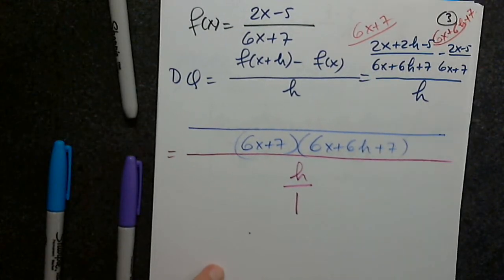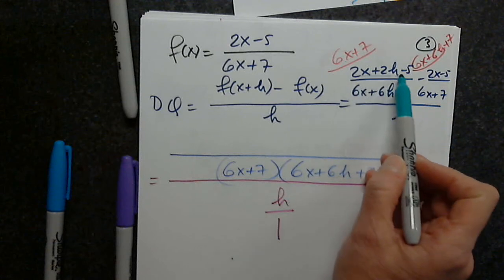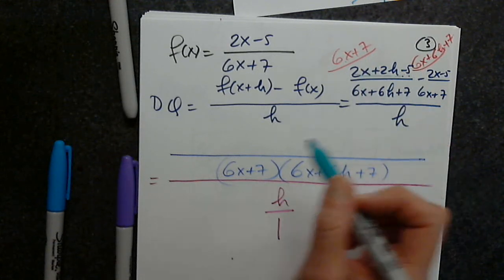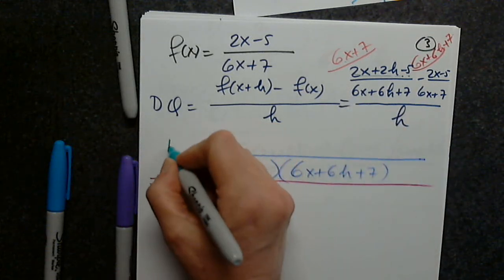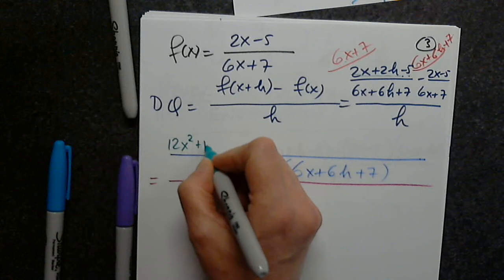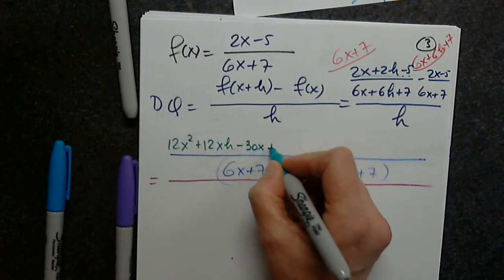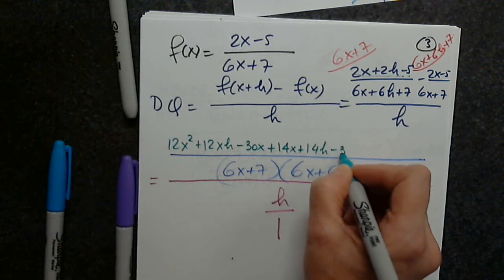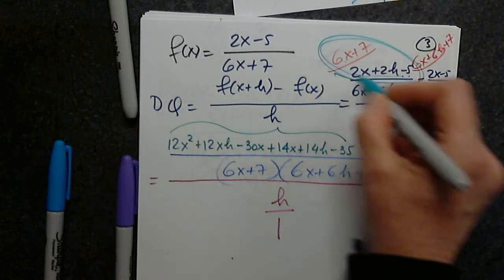What I'm going to do next, though, is this. I'm going to distribute 6x to these three terms. I'm going to distribute 7 to these three terms. And, of course, I'm going to run out of room. So 12x squared plus 12xh minus 30x plus 14x plus 14h and minus 35. All this is this product.